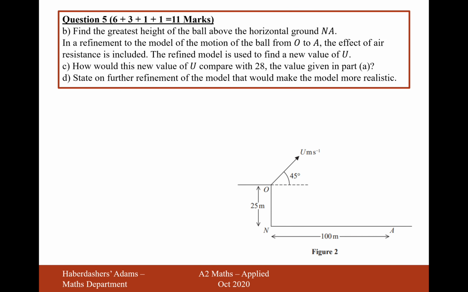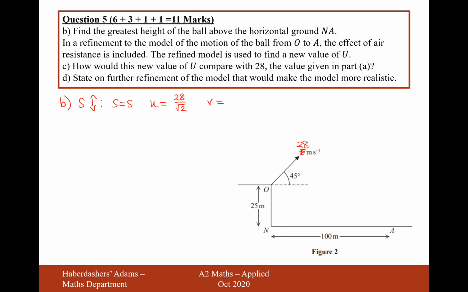Okay, so moving on to part B now: find the greatest height of the ball above the ground. In this case, we now know that u is 28. And even if you didn't get part A, you can now do part B, given that you know u is 28, because it says in the question. So we're wanting to do a SUVAT in the vertical dimension. We want to work out the greatest height. So s is just going to be s. u is going to be 28 over root 2. That's its resolved velocity upwards.